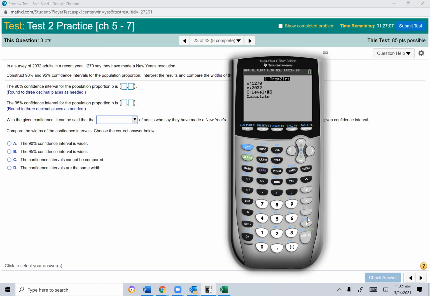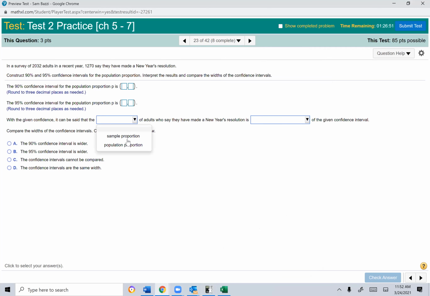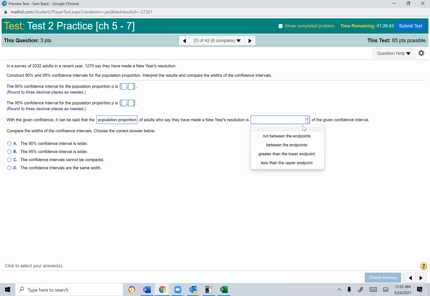And then confidence level is 90. Calculate, and here's the interval. And with the given confidence interval, it can be said that the population proportion of adults who say that they have made a New Year's resolution is between the endpoints of the given interval. And you do the same thing, guys, for 95%. Always, the 95% interval is wider than the 90% interval.